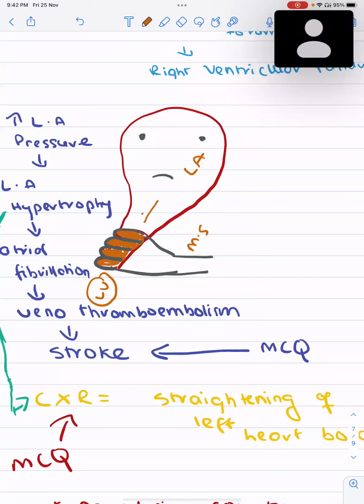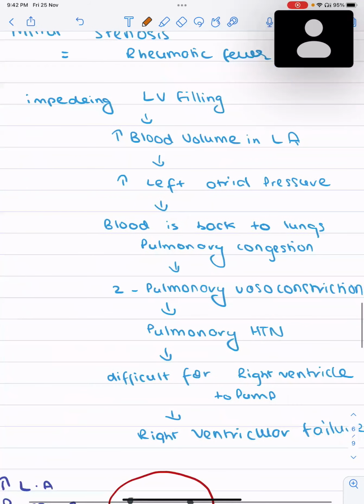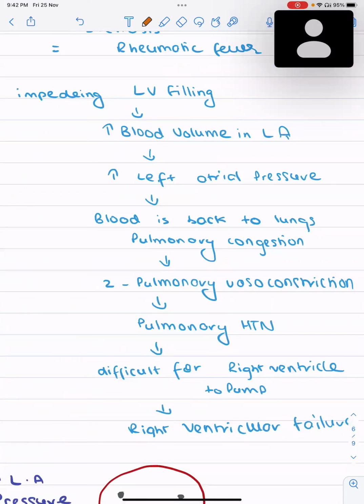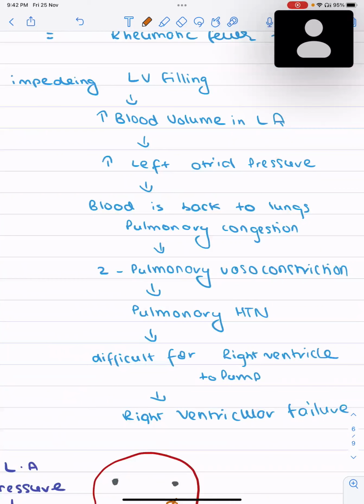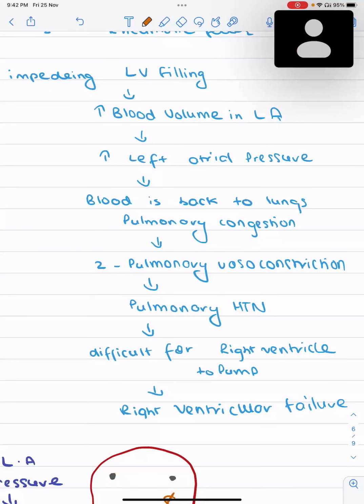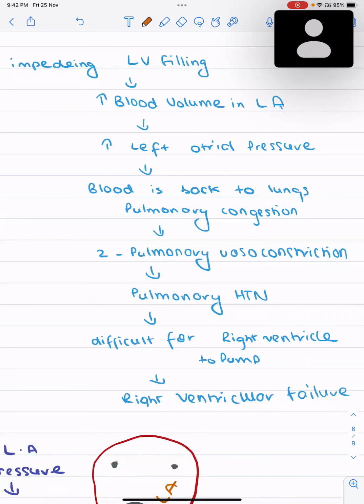So what's going to happen? The blood flow is no longer happening down. So the blood volume in the left atrium is increasing because it's no longer passing towards the left ventricle. When there's an increase in blood volume in the LA, what's going to happen? It's not Los Angeles, guys, it's the left atrium. LA sounds a little bit cooler, so that's why I'm using it. So coming back to it, it's left atrial pressure. The blood volume is going to increase the left atrial pressure. What's going to happen back?